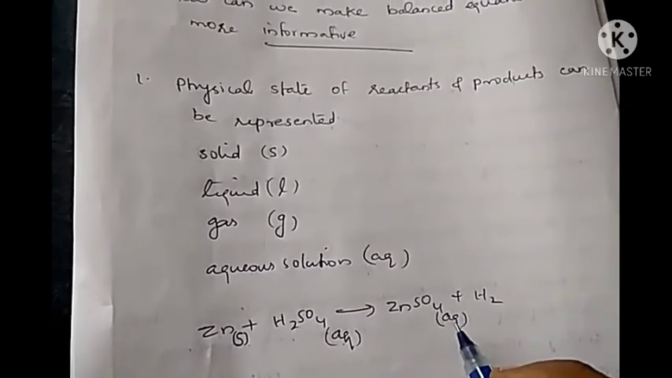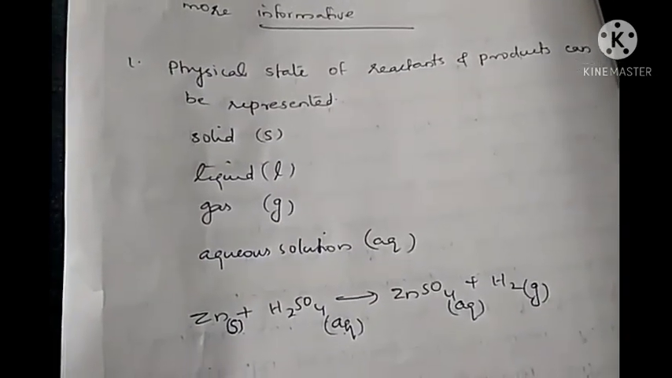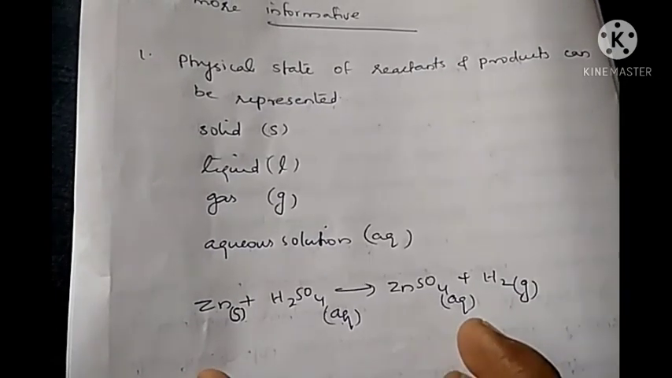Then the zinc sulfate formed also will be an aqueous solution, that is, it's a solution we are getting. So that also we can represent like this, AQ in brackets. Then hydrogen is a gas, so we can write G in brackets. Okay, so from this we will get the physical state of the reactants and products. That is the first method to make the balanced equation more informative.